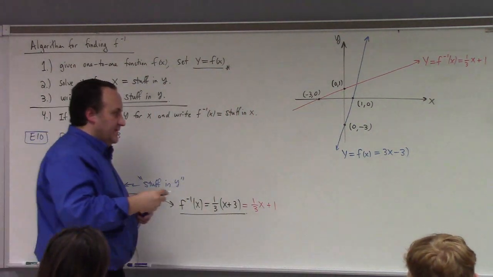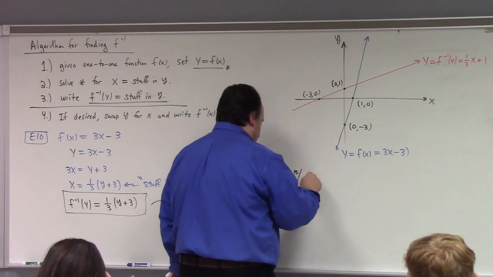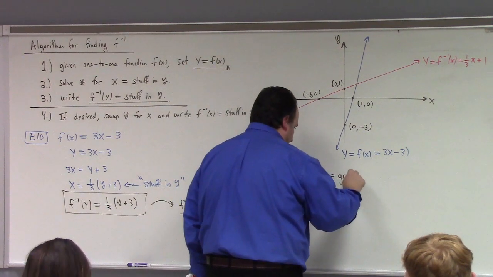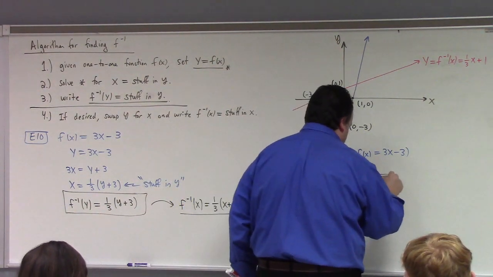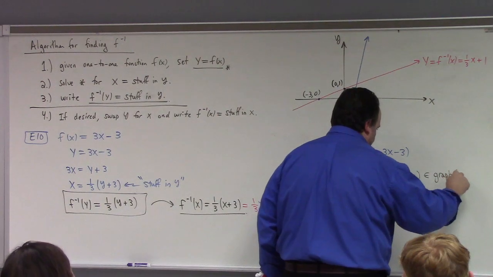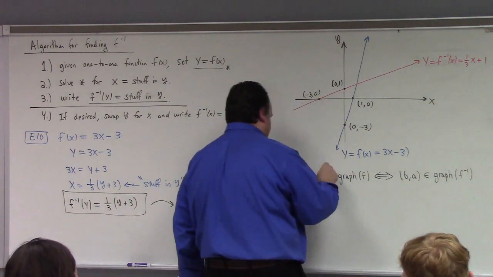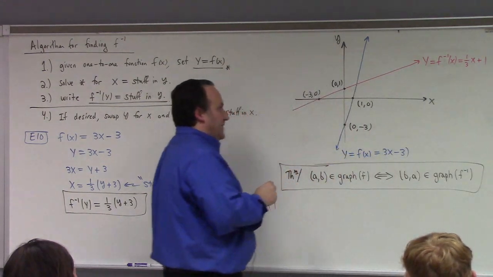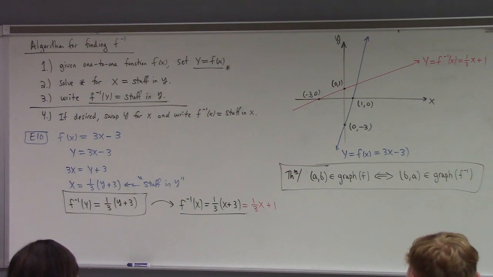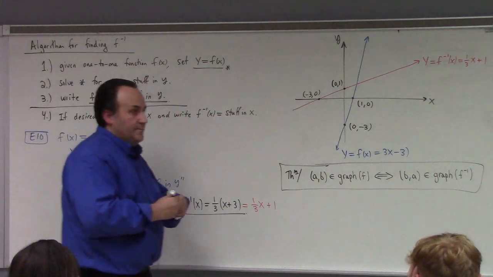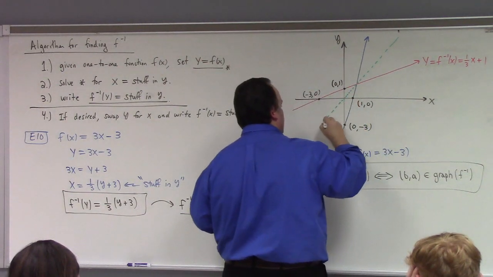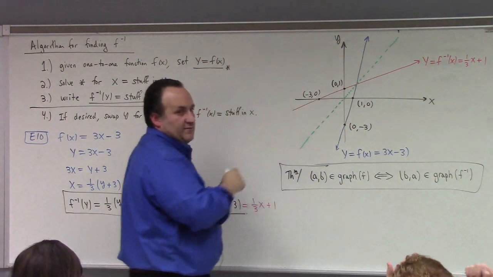That's not an accident. There's a theorem, in fact. Here's the theorem. (a, b) is an element of the graph of f only if (b, a) is an element of the graph of f inverse. So that's a fancy way of saying that the graph of a function and the graph of the inverse function are symmetric about the line y equals x. So if I draw the line y equals x as green, there should be kind of like a mirror symmetry of the graph of the function and its inverse. They get reflected one over the other.